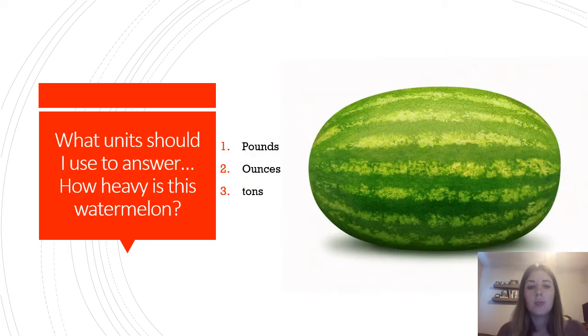milliliters. What units should I use to answer how heavy is this watermelon? Pounds, ounces, tons. The correct answer is pounds. If you go to the grocery store, they will be measuring watermelon. You can see how many pounds it is.